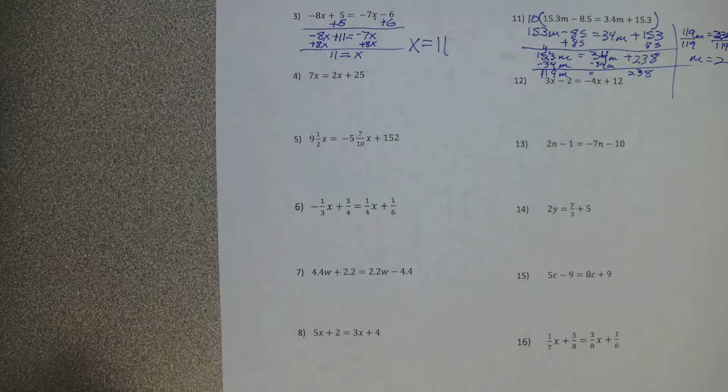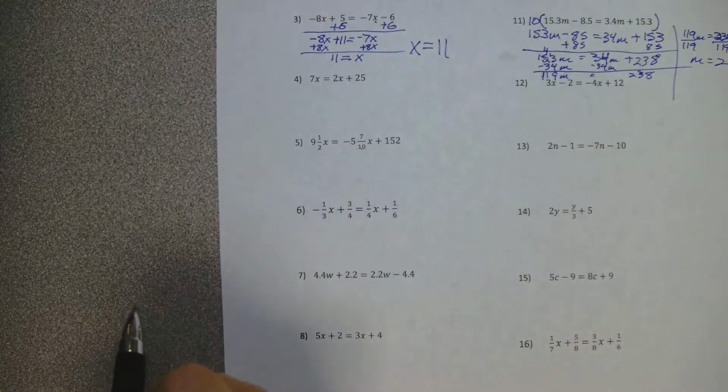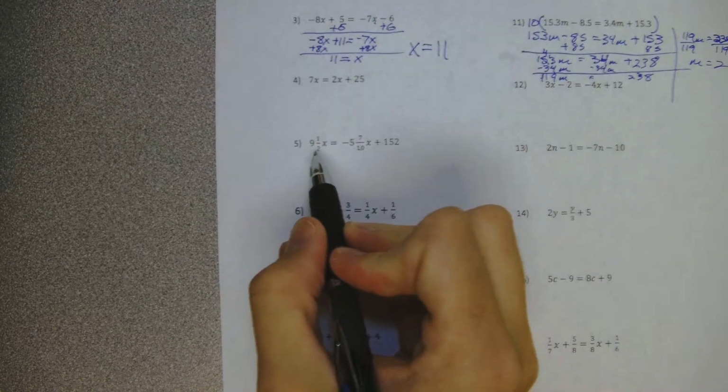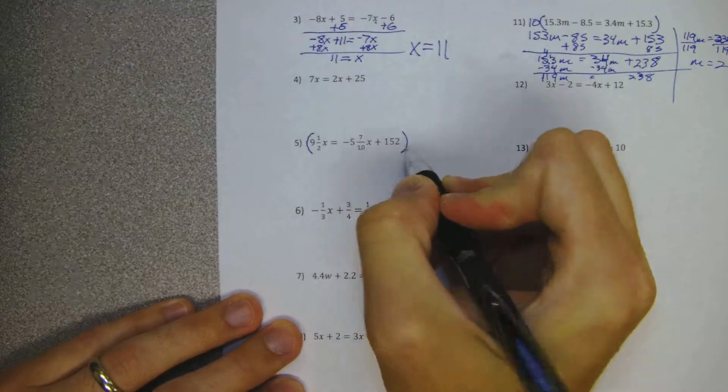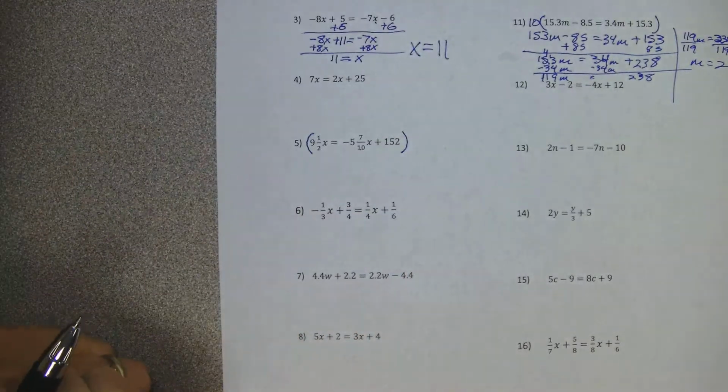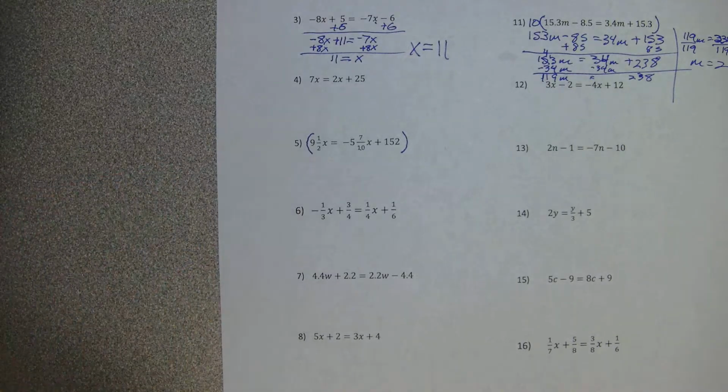So what I would recommend in cases like this, if you want an easier way, without having to deal with fractions or having to deal with decimals and start multiplying by 10 again, go ahead and find your common denominator. So in this case, my common denominator would be 10. And what you can do is multiply everything by 10.